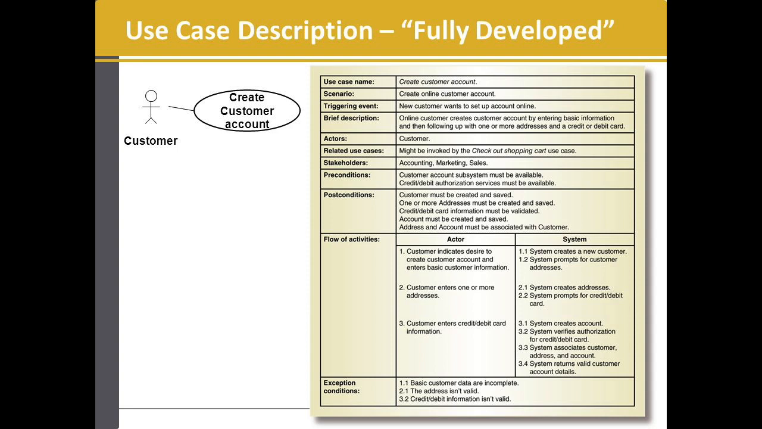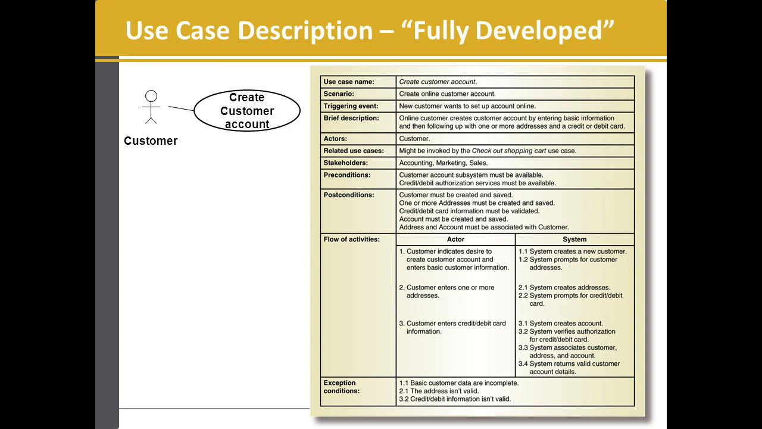Then you have the triggering event, which is the new customer wants to set up an account online. This is based on the event decomposition technique. Then you have the brief description. The brief description here is: online customer creates customer account by entering basic information and then following up with one or more addresses and a credit or debit card. In this case, it's written previously when the use case was identified.